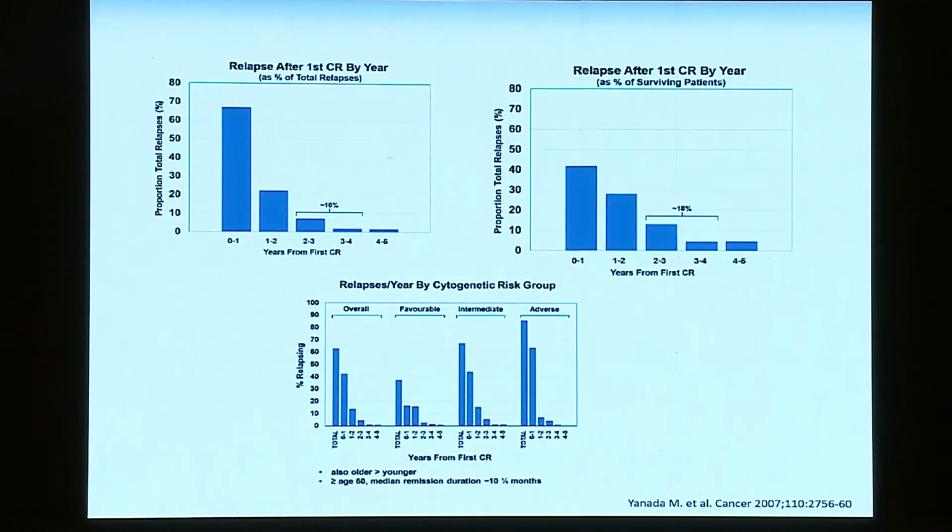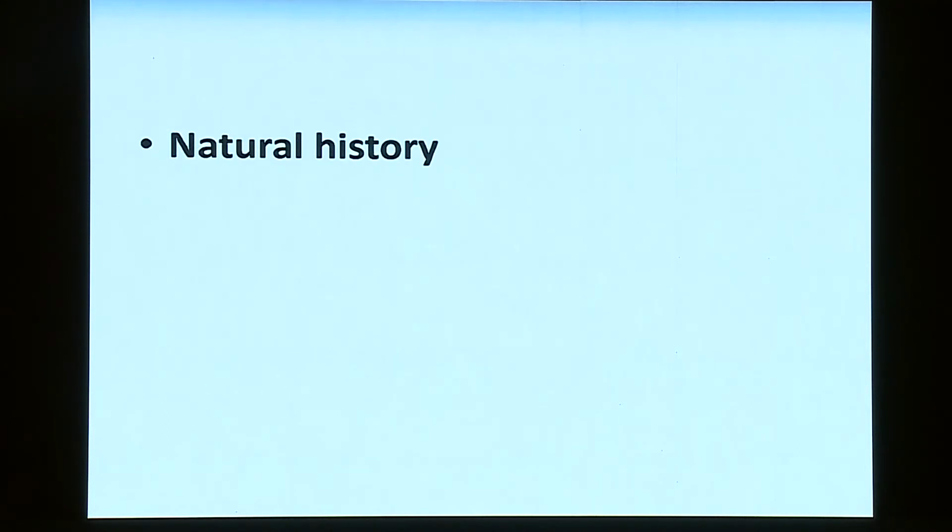Patients above the age of 60 have a median remission duration of around 11 months when they present as a new diagnosis. At 60 years old, we give them 11 months of remission duration, and this is the data from Princess Margaret in Toronto.